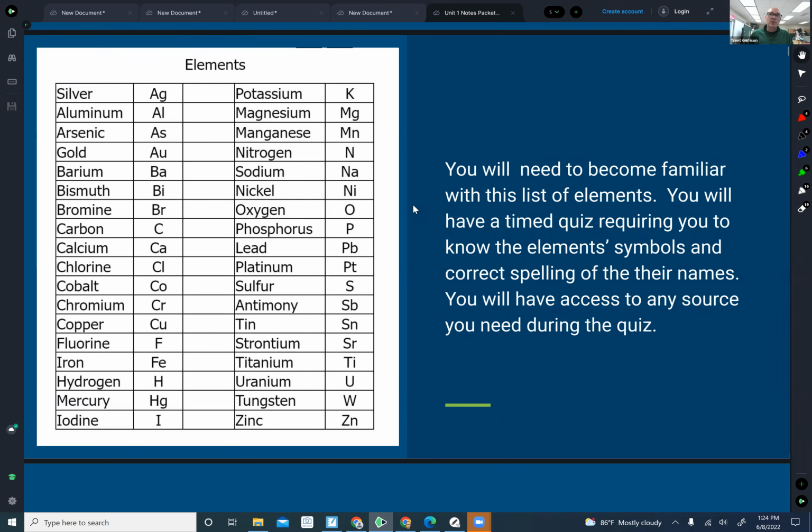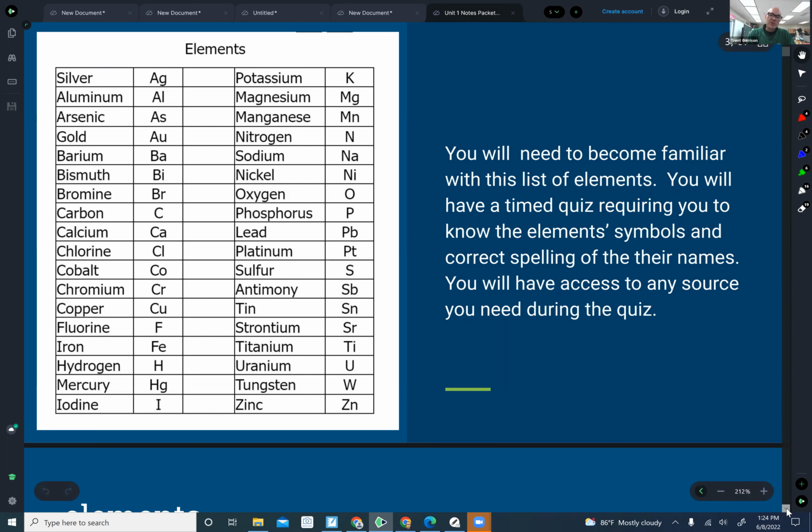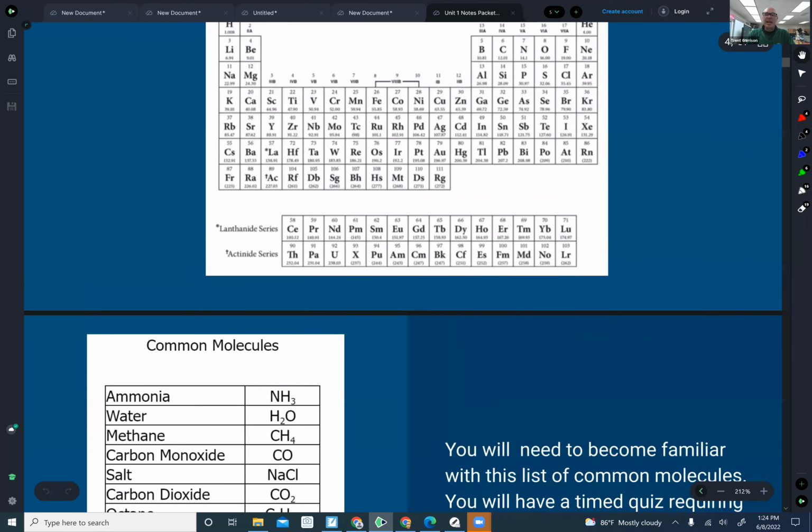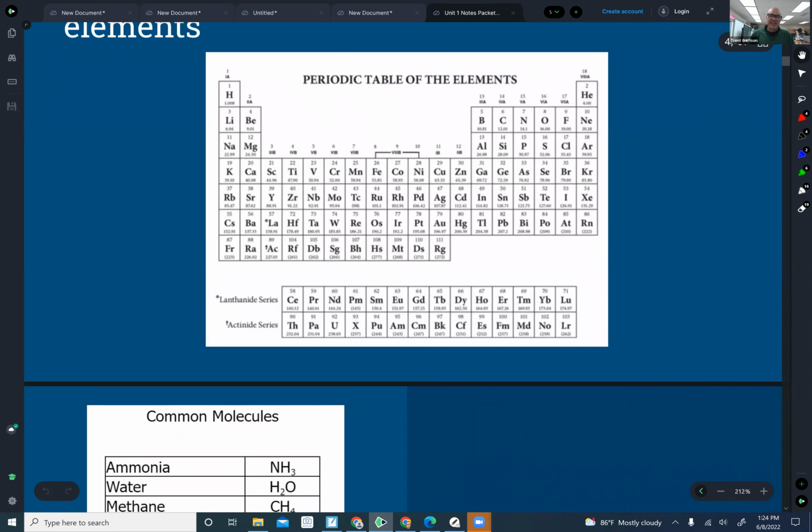So I'm not encouraging you to not study. What I'm encouraging you to do is study and not worry about the memorization process. All right, so here we go. If we were to look at some of these elements, you would notice that they're all on the periodic table. And most of them have symbols that make sense. Now, there were a couple on that list that don't make sense.